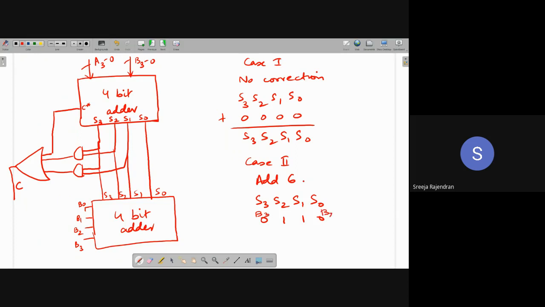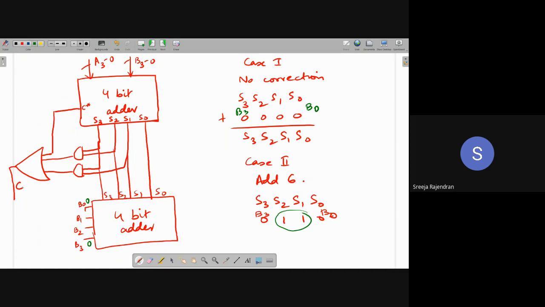This is B3 and this is B0. They are always 0, right? So I can give 0 input to both. In all the cases, they are 0. In case 1 or case 2, the bits B3 and B0, when I'm adding 0 they are 0, and correspondingly, when I add 6 also, it's the same. Now I have to change for S2 and S1, right?